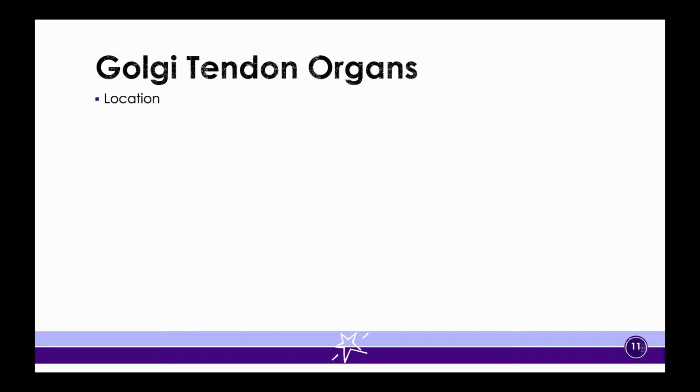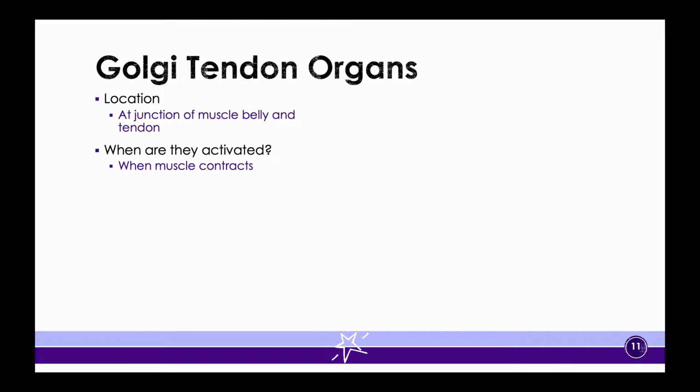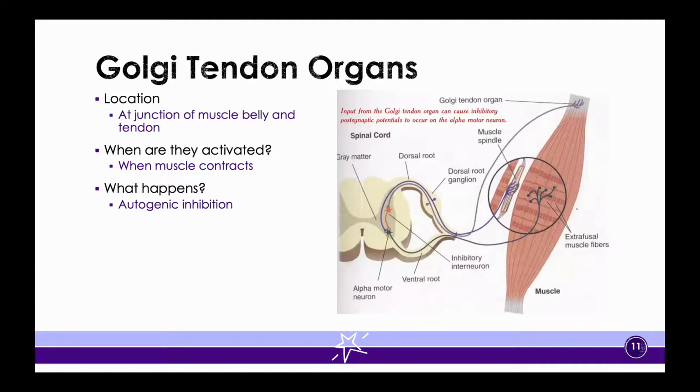All right, so let's talk about Golgi tendon organs, GTOs. As far as their location, think to yourself, what is this location? They are found at the junction between the muscle bellies and the tendons. So they're right there at that junction when it's going from musculature to the tendon. When are they activated? Well, they're activated when muscles are contracting, especially under forceful contractions. And what ends up happening? This is our autogenic inhibition. So let's take a look at what this actually means.